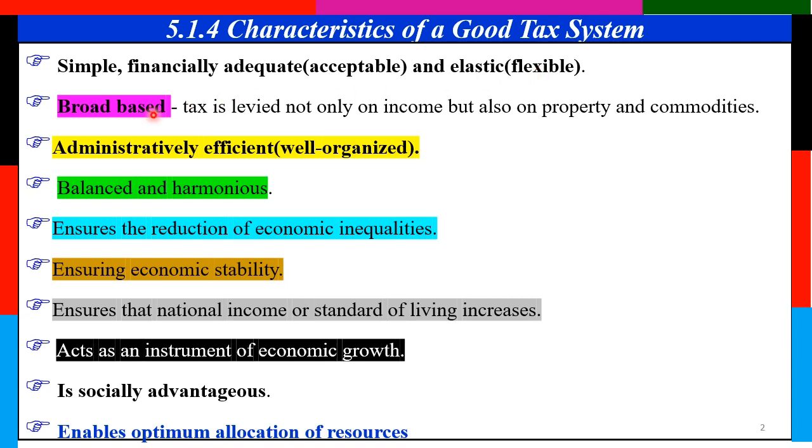The second characteristic of tax is broad-based. It means a tax levied not only on income but also on property and commodities. A good tax system is not imposed only on single products or on a single income. It should be imposed on diversified products or multiple products.